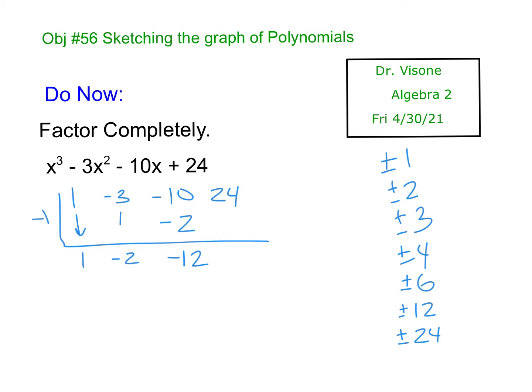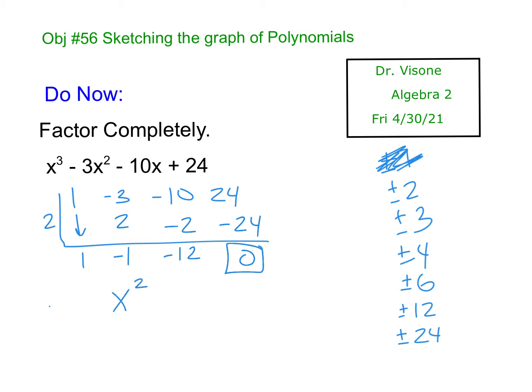Let's try -1. See, -1, -4, 4, -6. That doesn't work, so neither of the 1s work. Let's try 2. All right, 2. Come on, pen. So let's see. So it's 2, -1, -2, -12, -24 gives us a 0.